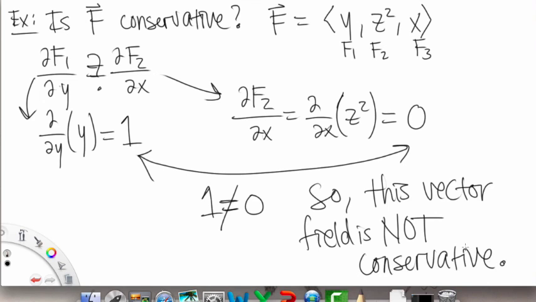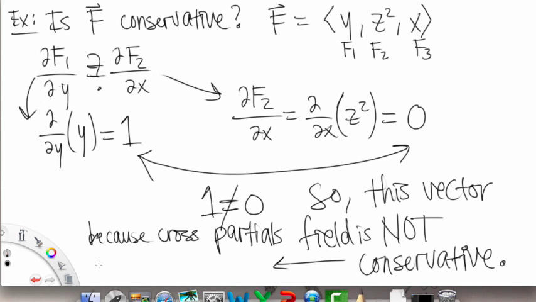And if you want to get fancy with it, you can also say because cross partials condition is not satisfied. Okay? And also satisfied.